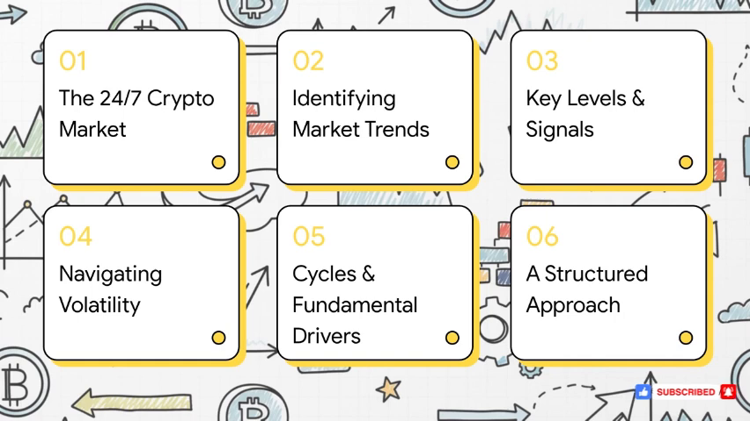So here's how we're going to break it all down. First, we'll look at what makes the crypto market tick 24/7. Then we'll get into identifying trends, finding key price levels, and dealing with that famous volatility. After that, we'll zoom out to see the bigger cycles and drivers. And finally, we'll wrap it all up with a structured approach you can actually use.